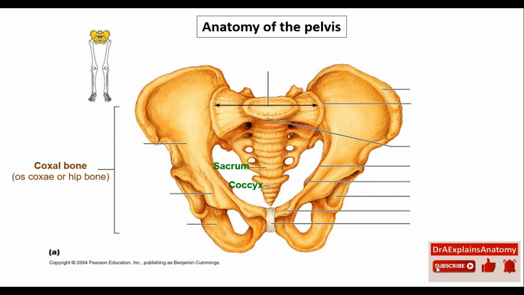This is the coxal bone. We have two coxal bones, also called the ossa coxae, also called the hip bones. So we have two hip bones that articulate with the sacrum.